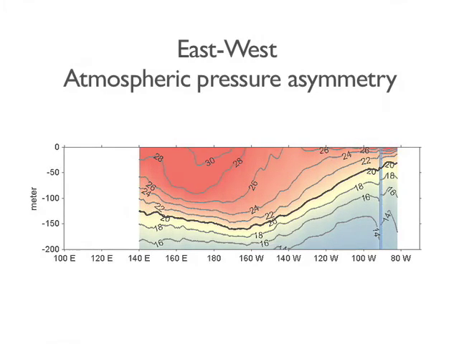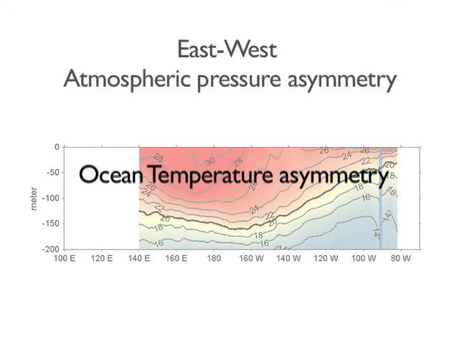Wind created by the East-West Atmospheric Pressure Asymmetry reinforces the East-West Ocean Temperature Asymmetry. In this way, these two are interrelated and influence each other.